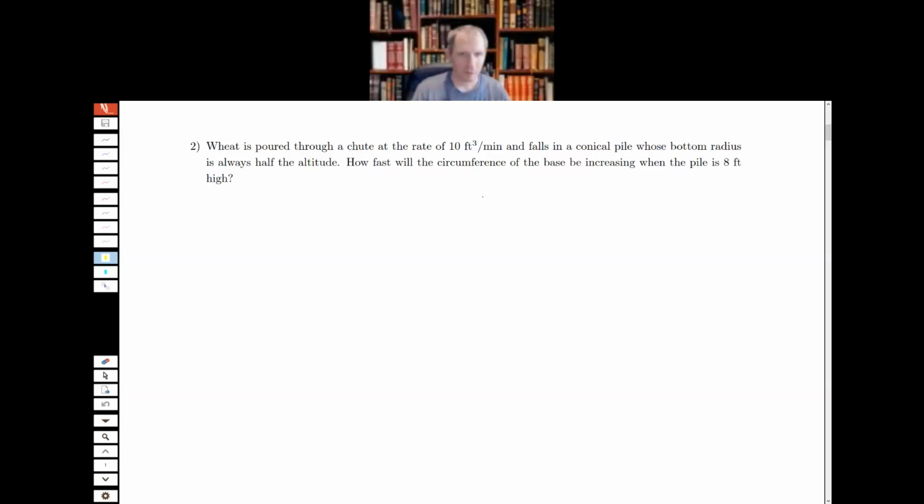All right, starting with problem 2. Wheat is poured through a chute at a rate of 10 cubic feet per minute and falls in a conical pile whose bottom radius is always half the altitude. So there's a lot of craziness in there that we have to unpack.